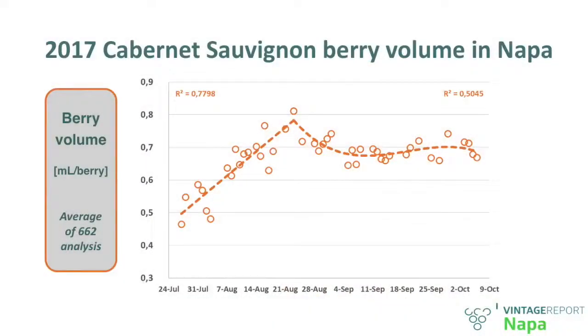According to berry volume evolution, here is the average curve for the Cabernet Sauvignon for the last vintage. We have more or less three periods. The first period, the growing phase, with a pretty good speed of growing, is 15% per week of increase in berry volume, which is medium high. Then after the 22nd of August, we have a decrease of the berry volume, and the loss is 10%, while it's the period of the heat wave. And after the 5th of September, we have a stabilization of the volume with an average volume of 0.7 milliliter per berry.